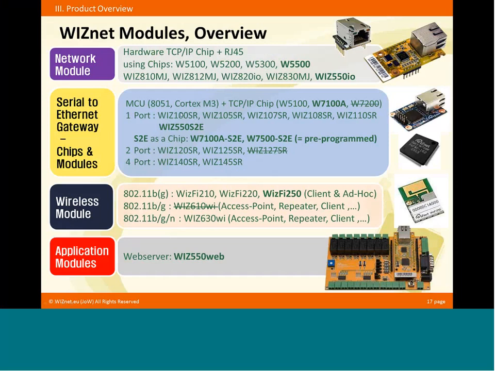That could be very small modules, just stamp size plug-in, or even pre-programmed chips, a pre-programmed serial to Ethernet chip. And there are modules like this one or bigger modules with other interfaces to do any kind of serial to Ethernet. Then we have Wi-Fi modules, clients, and access point modules. And we have access point modules here, for example, the web server we showed you just a few seconds ago.